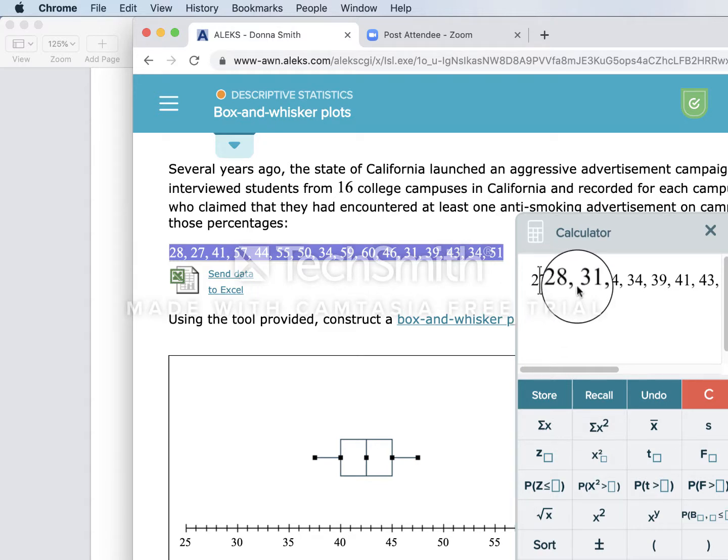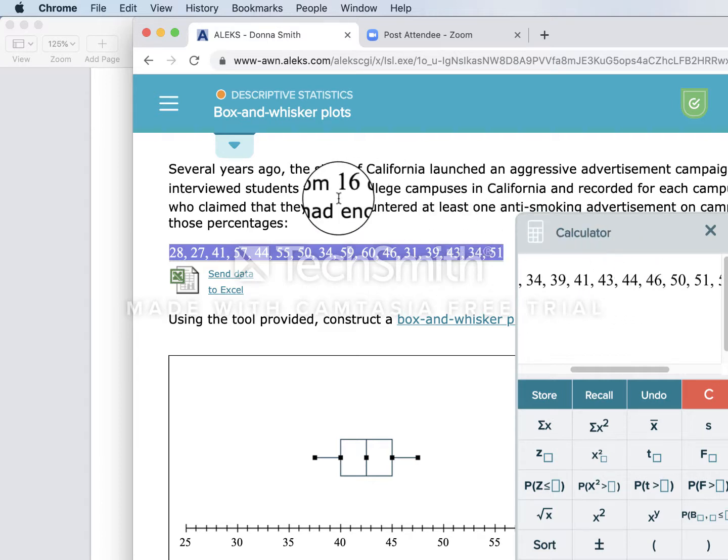So I have 1, 2, 3, 4, 5, 6, 7, 8. This is the 43. And 44 is the 9th. So halfway between 43 and 44 would be 43.5. So the median is going to be 43.5. So the process for finding the median is dependent on the number of values in your sample. All right, so we have 43.5.